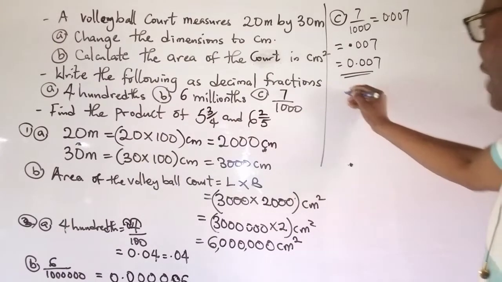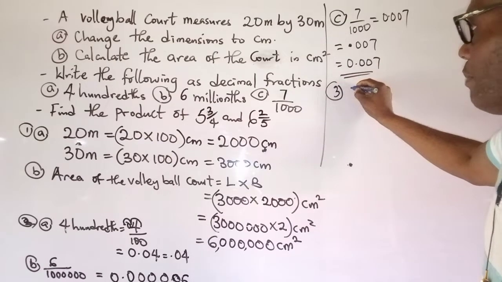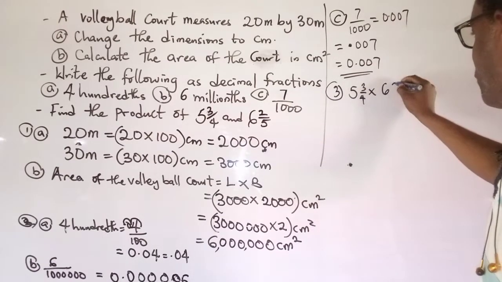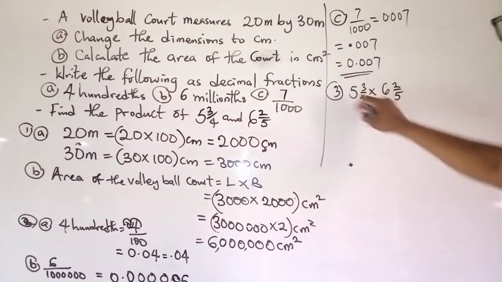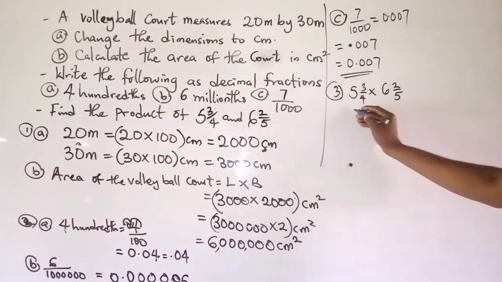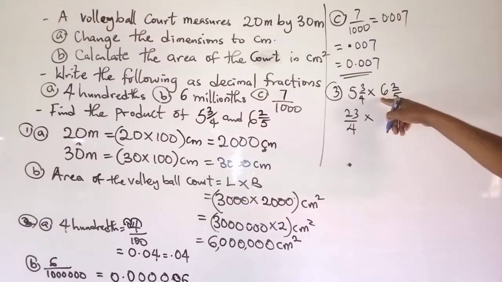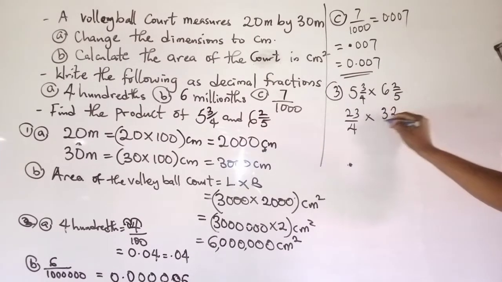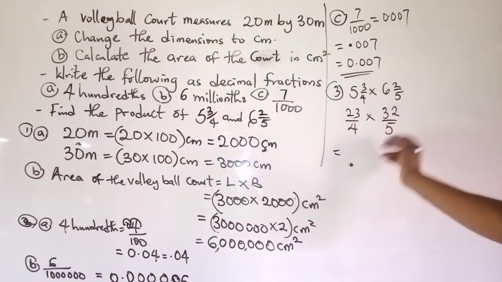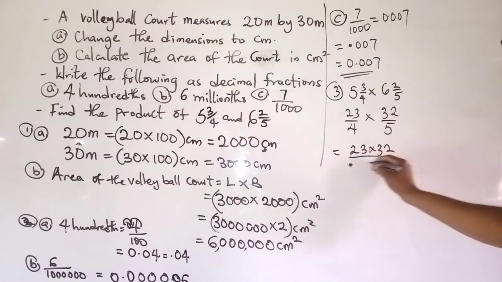So now let's go to this. We are asked to find the product. This is the third one. That will give us 5 3/4 times 6 2/5. So we are going to change this. We say 4 times 5, that is 20, plus 3 is 23, over 4. Then 5 times 6 is 30, plus 2 is 32, over 5. Just multiply it, and that gives us 23 times 32 divided by 20.